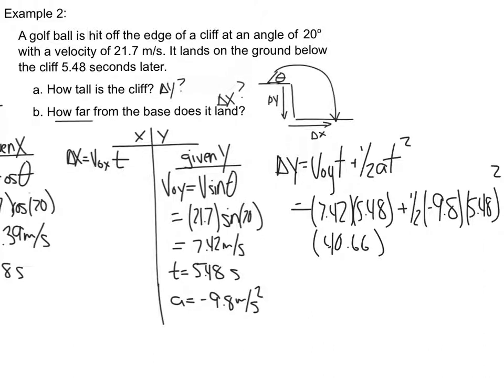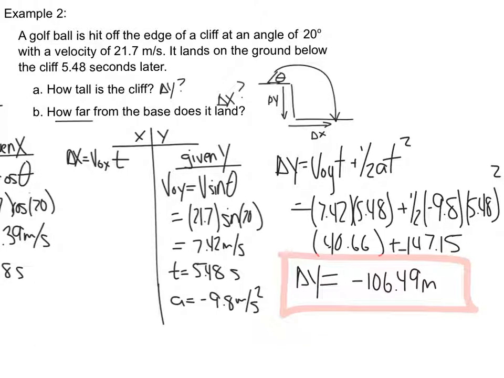So that's going to be 40.66. The back end of this, with the negative in place, is going to come out to being negative 147.15. And when we do that math, 40.66 minus 147.15, or plus a negative, depending on really your philosophical bend there, I suppose, you end up getting negative 106.49 meters for your delta y. That means the golf ball traveled a negative 106.5 meters.